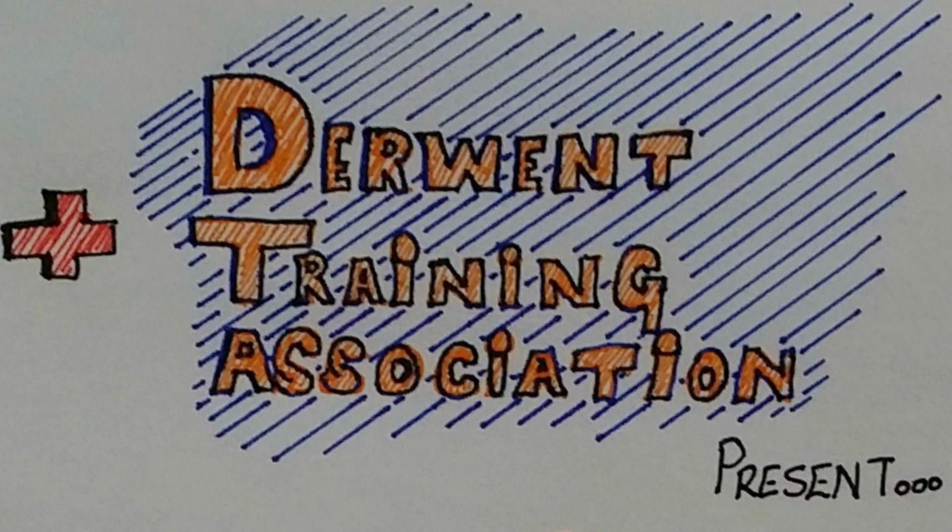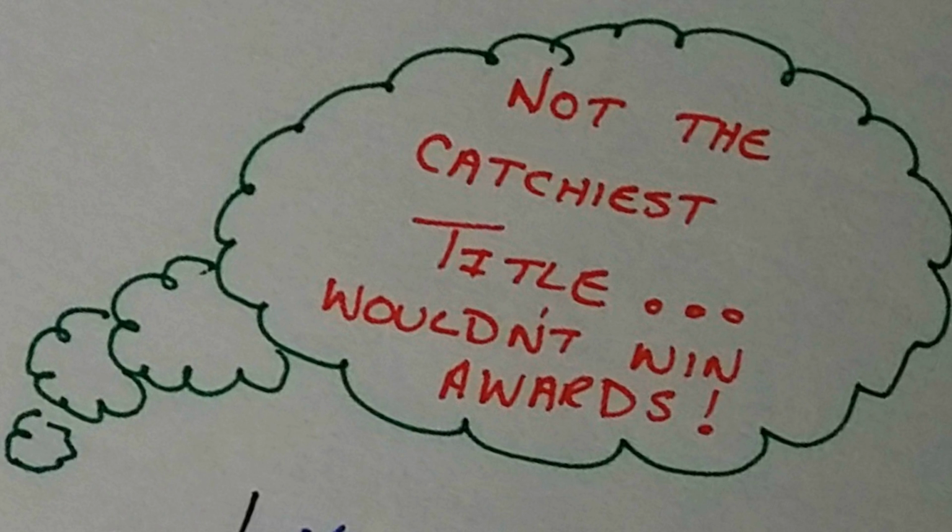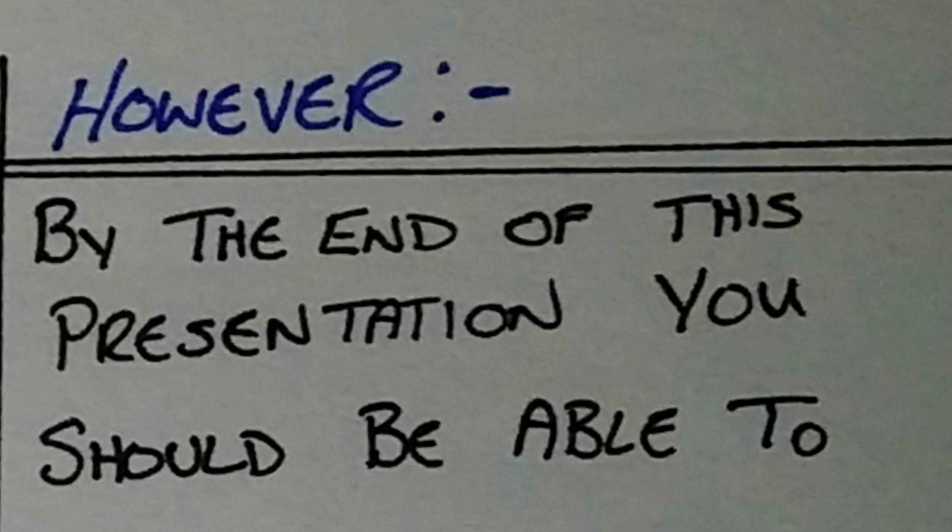In association with the fantastic Derwent Training Association based in Malton, Yorkshire, present shear force and bending moments. This video presentation is for the HND level 4 and 5 in engineering, covering unit 4 mechanical properties and unit 2 engineering science. As you can agree, it's not the catchiest title in the world. We're not going to go to the BAFTAs with it. However, it's what we've got.